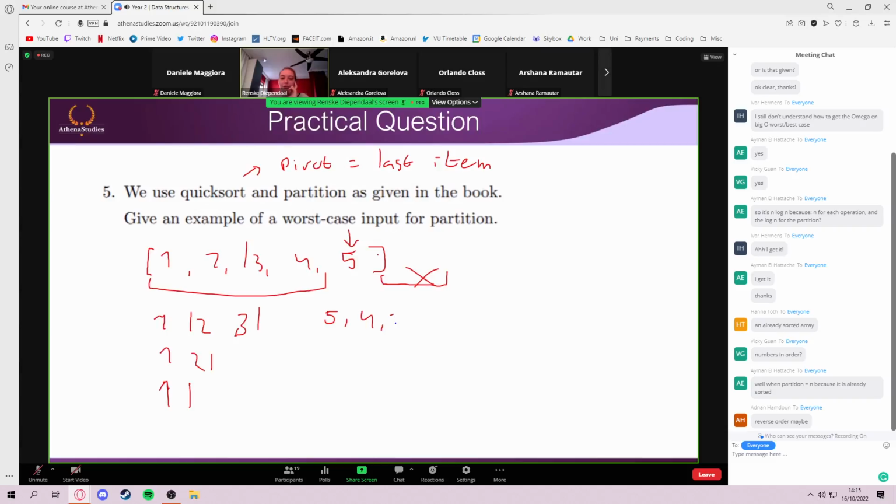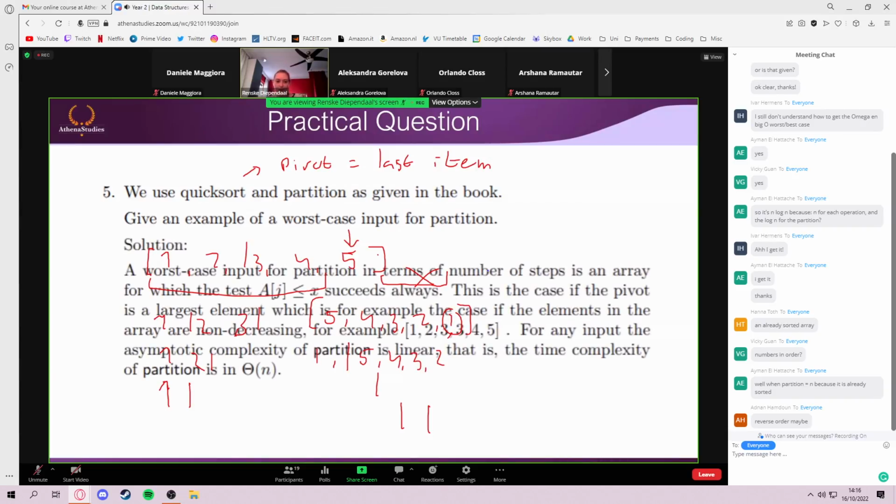Let's say we have 5, 4, 3, 2, 1, and you're going to sort it and you pick this 1. Well, then the algorithm is going to give you 1 and then 5, 4, 3, 2. So you'd still split them over here, and then over here, over here. So reverse order would also be a worst case input. Oh, sorry, I completely wrote over the official answer. But you guys understand.